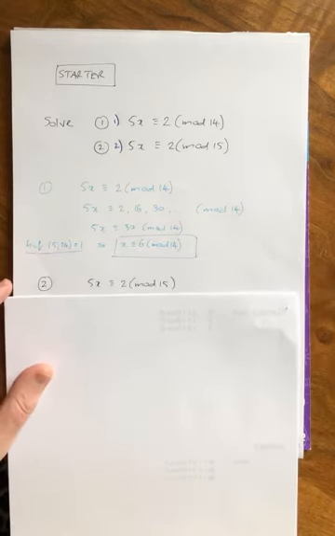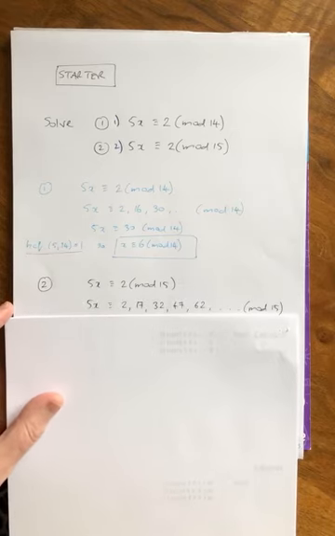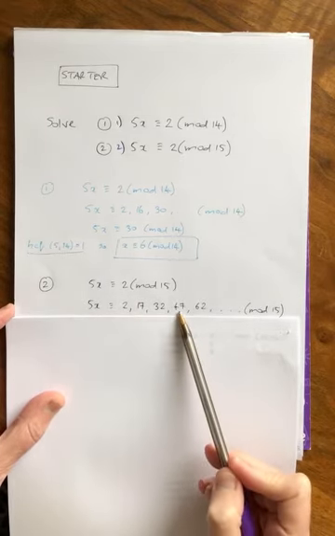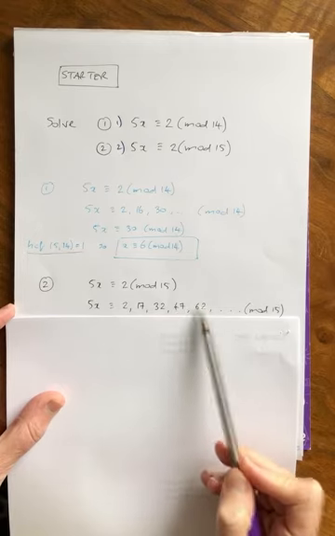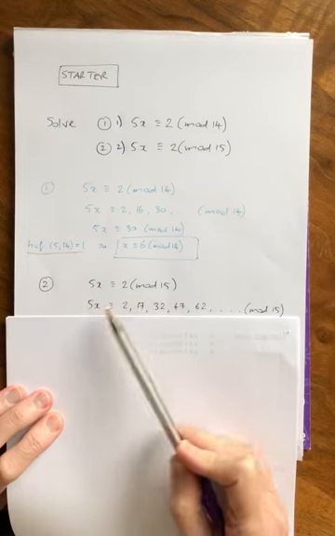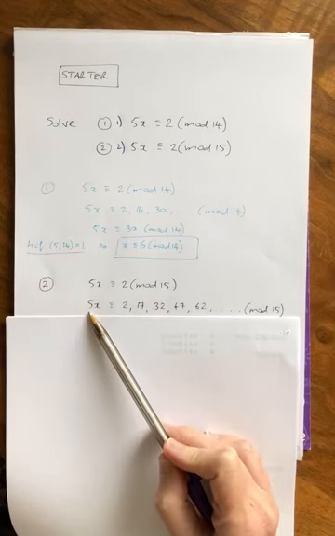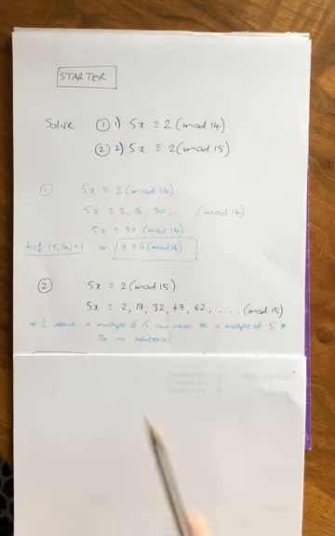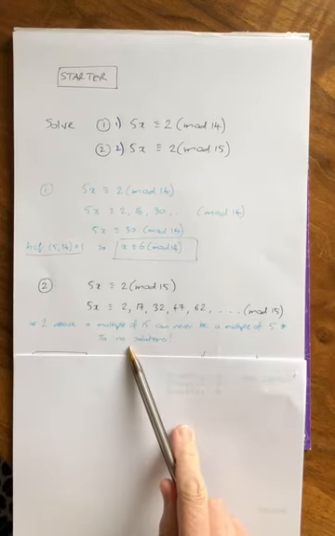Question 2. Okay, I start by listing my 2 above multiples of 15. So I've got 2, 17, 32, 47. Oh, hang on. We are never going to get 2 above a multiple of 15 that's a multiple of 5, because 15 itself is a multiple of 5. So we have this condition of no solutions.